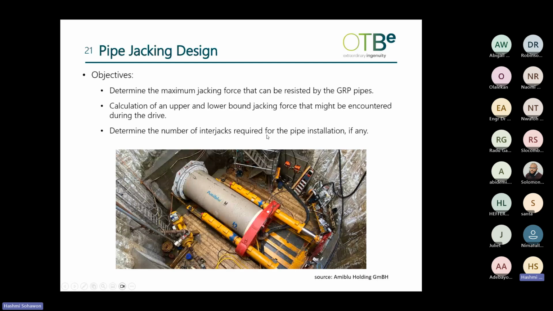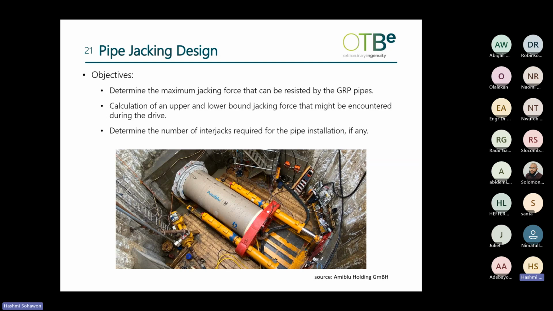I've already given a brief overview about what is pipe jacking, the benefits, why is it suitable, and I've also given a brief description of the actual construction process. So the objectives in this case for the pipe jacking design, which I'm also presenting, is to determine the maximum force that could be resisted by the GRP pipe, calculate the minimum and maximum frictional force that will be mobilized during the pipe jacking process, and lastly, determine if any interjacks will be required.